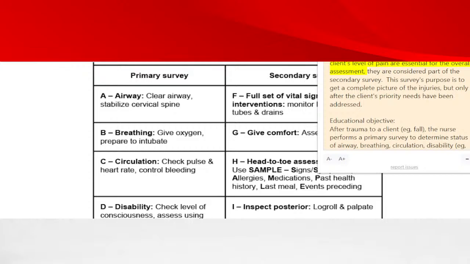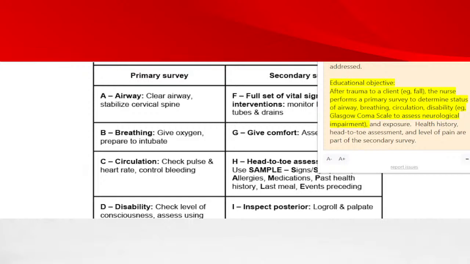Although a health history, head-to-toe assessment, and notation of the client's level of pain are essential for the overall assessment, they are considered part of the secondary survey. This survey's purpose is to get a complete picture of the injuries, but only after the client's priority needs have been addressed. Educational objective: after trauma to a client, e.g.